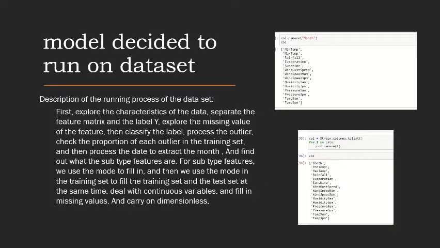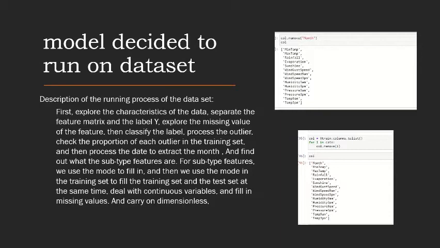The model is designed to run on the dataset. Describe the running process of the dataset. First, explore the characteristics of the data. Separate the feature matrix and the label Y. Explore the missing values of the features, then classify the label, process the outliers, check the proportion of each outlier in the training set, and then process the data in extra amount.